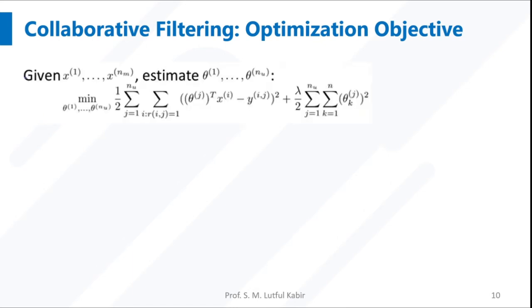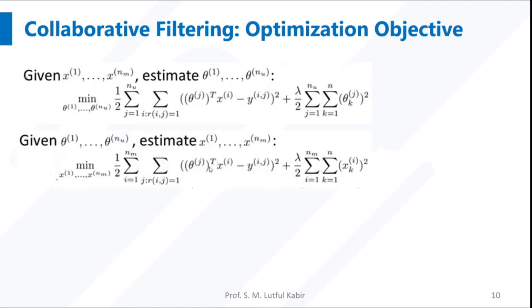As we have mentioned earlier, given x1 up to x_nm, estimate theta 1 up to theta nu. That means the feature vectors for each movie, if they are given, then the parameter vector for each user you can determine by minimizing this cost function, where j is varying from 1 to nu, and I take only those which have r_ij equal to 1. And this is our regularization term. Since we are optimizing over theta, this has to be the summation of all the thetas in the range of j equal to 1 to nu and k equal to 1 to n. n is the number of features for a certain vector.